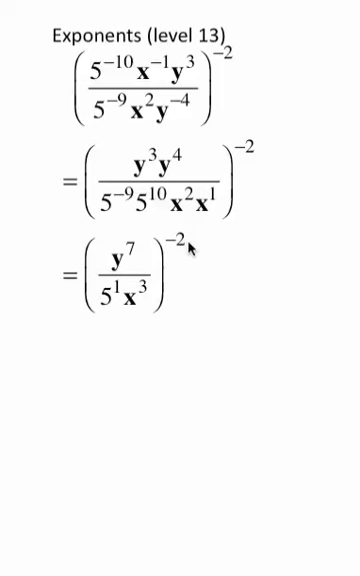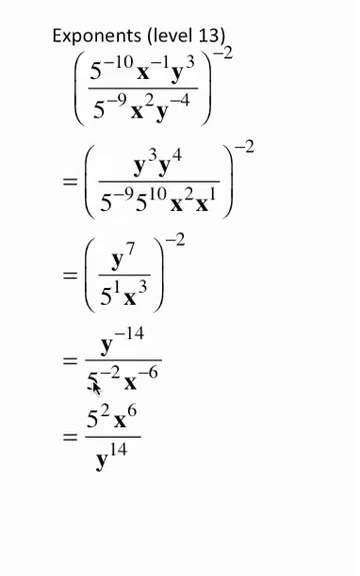So each of these exponents is going to be multiplied by the negative 2, giving us y to the negative 14 divided by 5 to the negative 2 times x to the negative 6. Now, because all of these terms have negative exponents, they're all on the wrong floor. So I'm just going to switch their floors and their exponent signs will change.